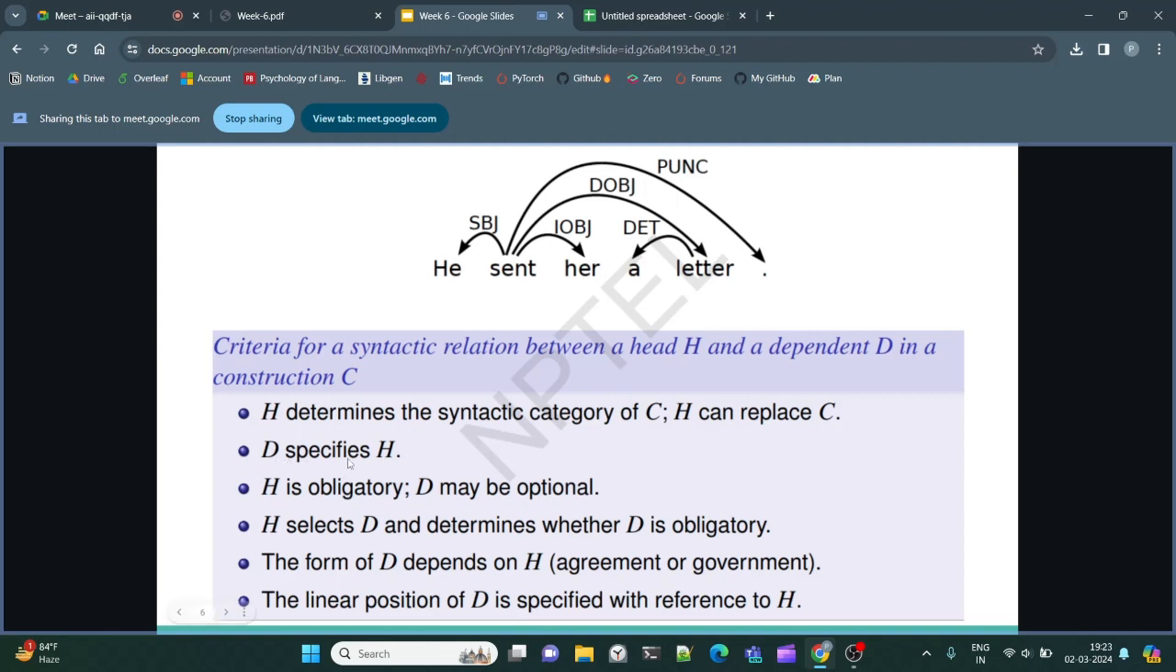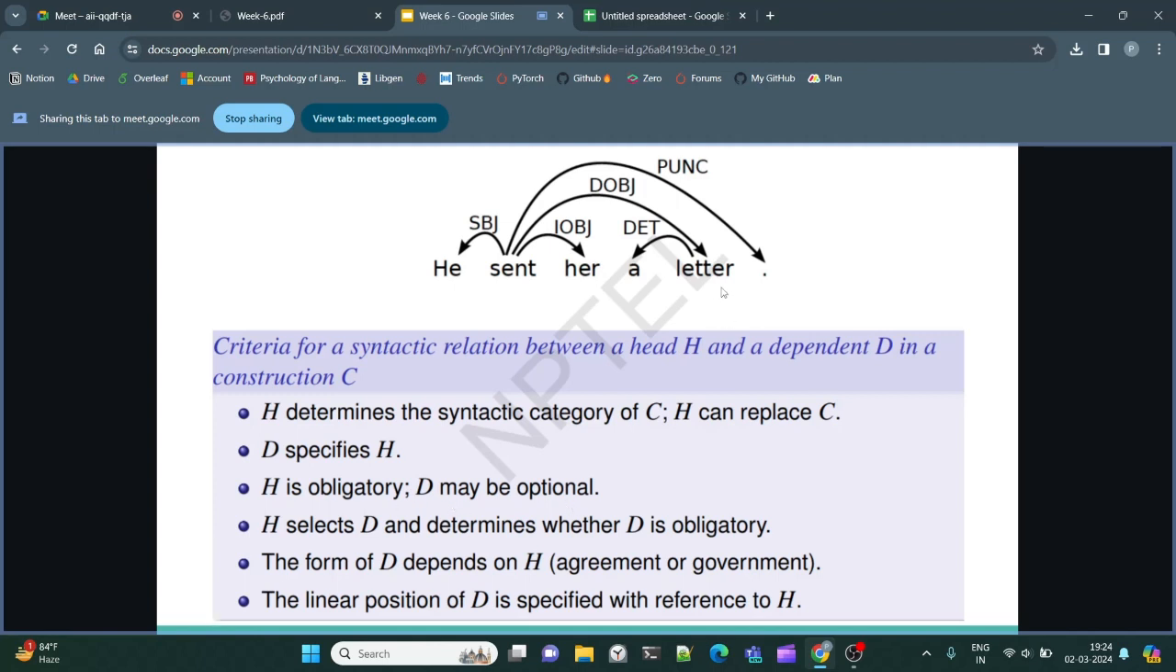The second one is the dependent D specifies H. D gives much more specific and additional information about the head. Here again we see that the dependent, which is "A" in this case, specifies that we have a single letter. If that was absent, we would still have a noun phrase because the head "letter" itself is a noun. However, the dependent "A" provides more specific and additional information, which makes the construction much more fluent.